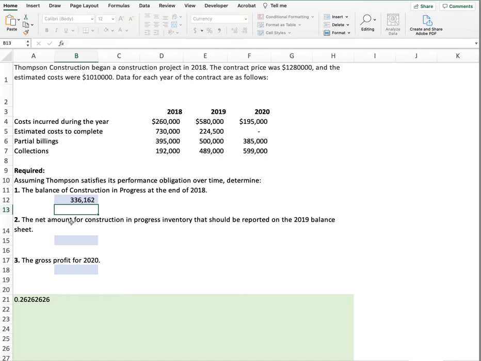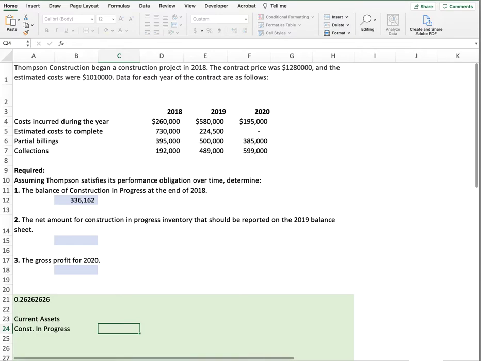So then the net amount of construction in progress inventory that should be reported on the 2019 balance sheet. And so I'm going to come down here and type, as far as current assets go, we have our construction in progress. And so we need to do the same thing like we did before, except this time we're looking at 2 years.